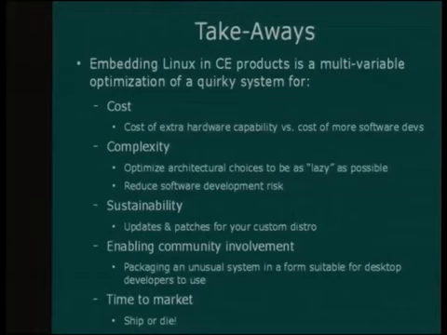Complexity is something that I really try to avoid. So I try to optimize my hardware architecture choices to be as lazy as possible and to reduce software development risk. Sustainability is always an important thing to remember. So you have to have a system and a way to do updates and patches for your custom distribution, because essentially that's what it is for an embedded machine.